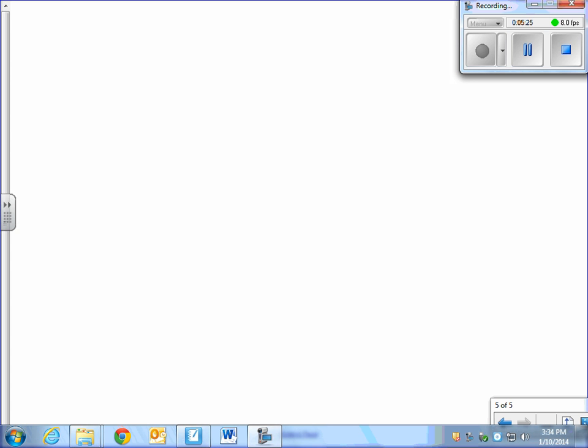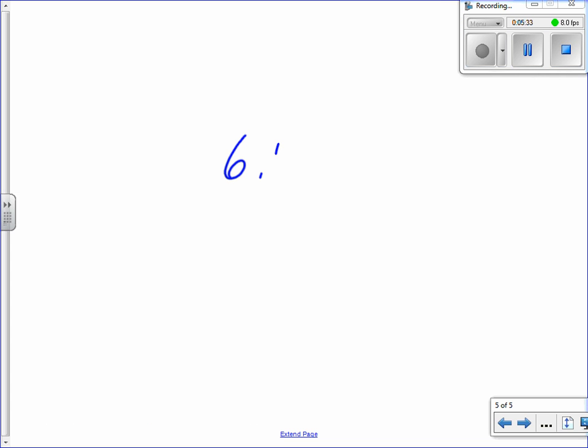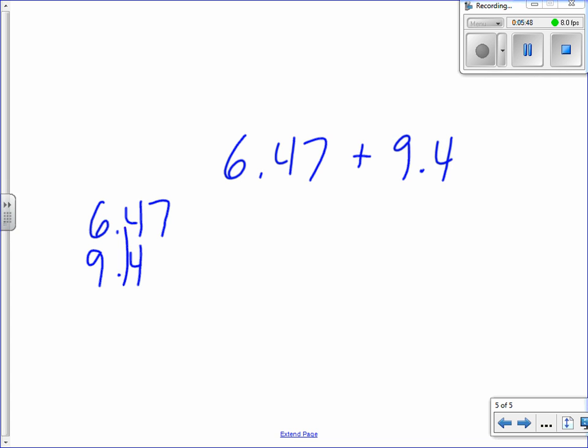Basically, when we add or subtract decimals, the only thing we want to remember is line the decimals up. So I have 6 and 47 hundredths plus 9 and 4/10, okay? I want to line these decimals up in the problem. So I have 6 and 47 hundredths, 9 and 4/10. See how I line my decimals up? And I want to add these. I'm going to put a place value 0 here just because I like things always nice and tidy.